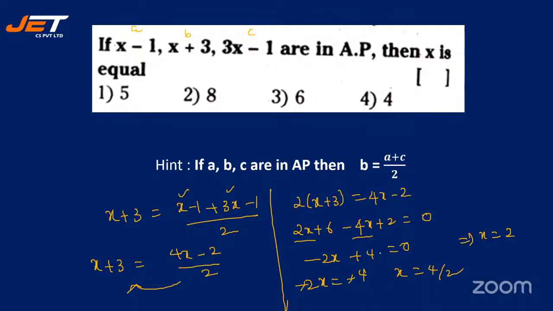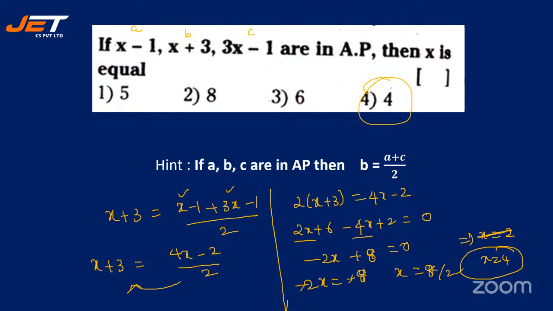x minus 2 by 2, 2x plus 6 minus 4x plus 2, right? So minus 2x, 6 plus 2 is 8, right? We should not minus it. 6 plus 2 is 8. So minus 2x plus 8 is 0. Minus 2x is minus 8. So x is equal to 8 by 2, which implies x is equal to 4. Right? So your answer must be option 4. So if you had opted for option 4, then your answer is correct.